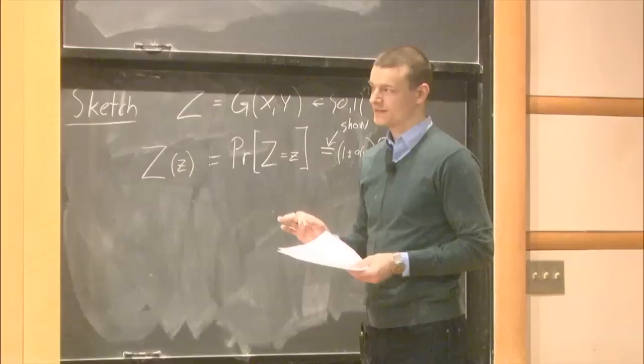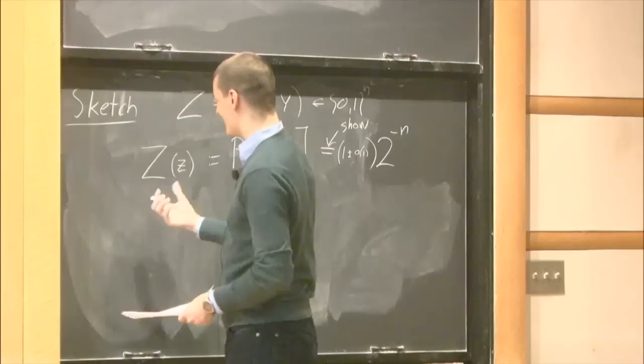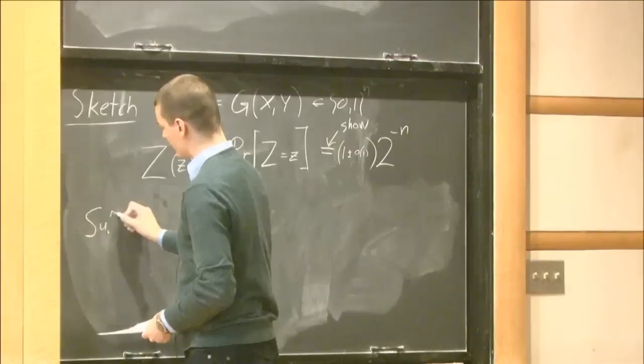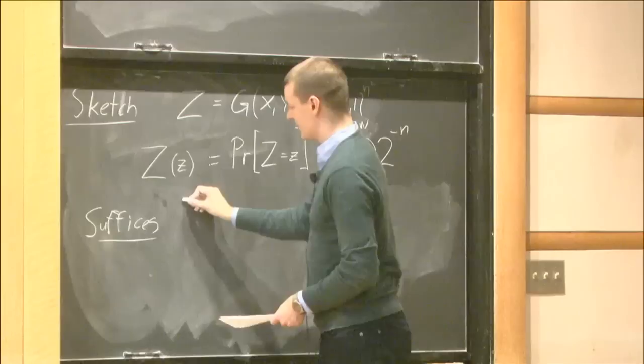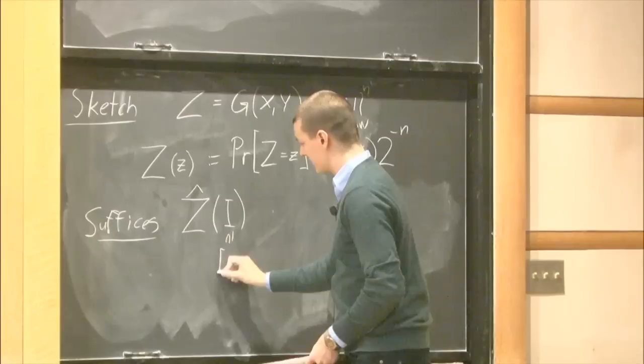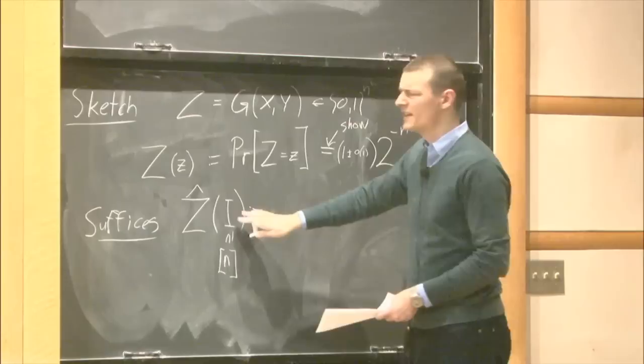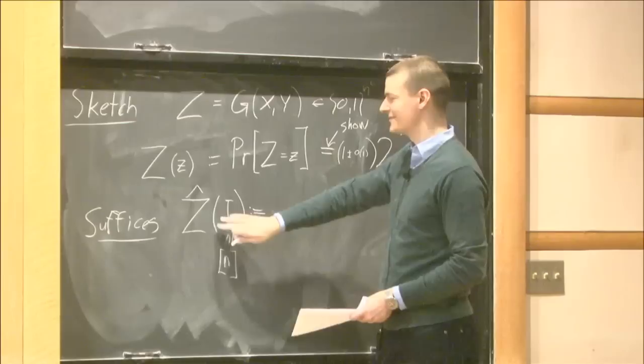So I do it by showing a condition on the Fourier spectrum of this output random variable. I'm not going to show you any calculations. Don't run away. So it suffices to show a condition on the Fourier coefficients. For any subset of output bits I, you can define the Fourier coefficient. Now, what is the correlation of the parity of the bits on I?